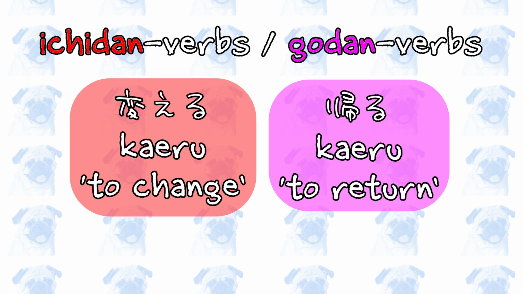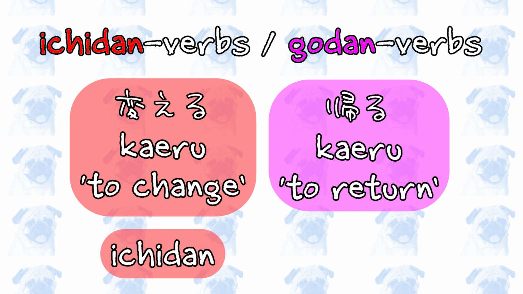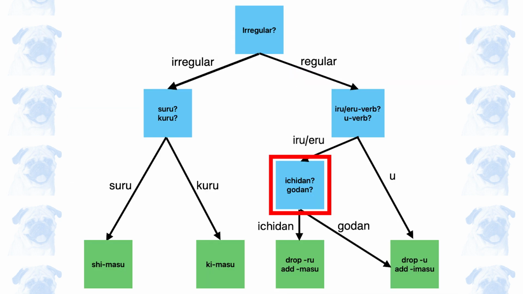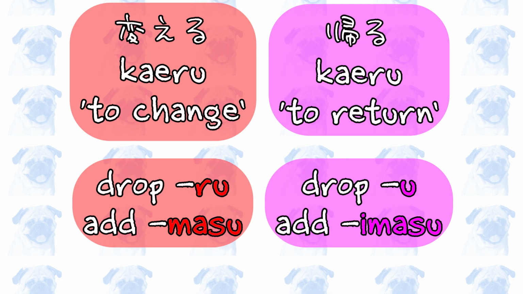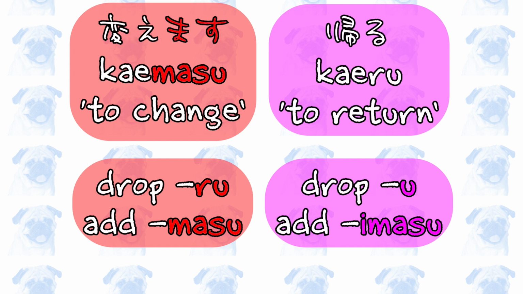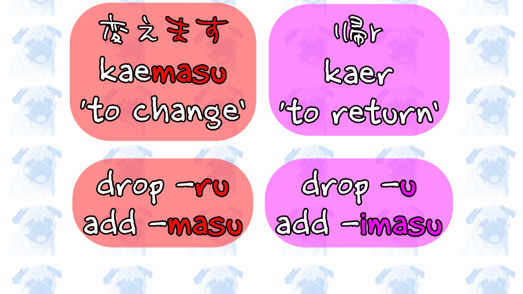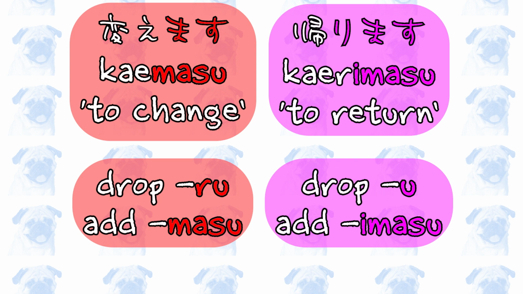Even though these verbs are almost identical, kaeru, to change, is an ichidan verb, whereas kaeru, to return, is a godan verb. Therefore, they have different masu forms. If you follow the decision tree, to convert kaeru to change, you have to drop the ru and add masu, resulting in kaemasu. Whereas to convert kaeru to return, you must drop only the u and replace it with imasu, resulting in kaerimasu.